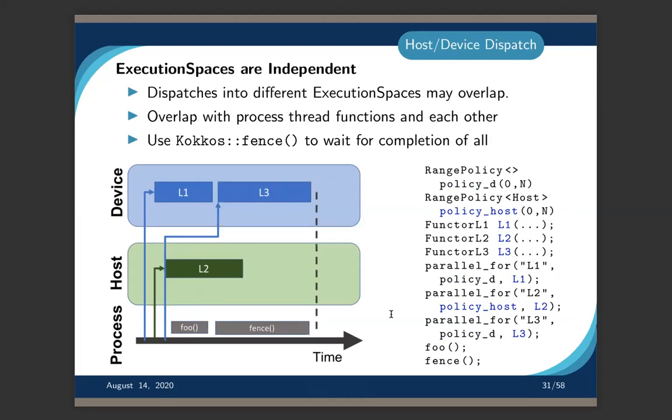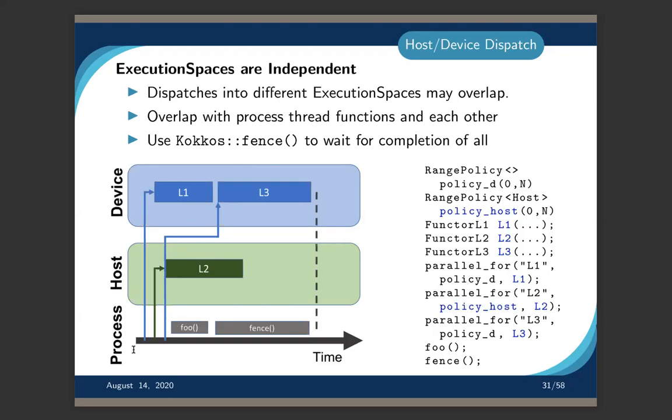If you have different execution spaces, work dispatched to them will potentially overlap. Work dispatched to different execution spaces is independent of each other. These are two independent execution queues. And they overlap with each other as well as the process thread. So I create here two policies, a host and a device policy, as well as three lambdas. And I dispatch a device, a host, a device call. You see that here, the blue, the green, and then the L3.